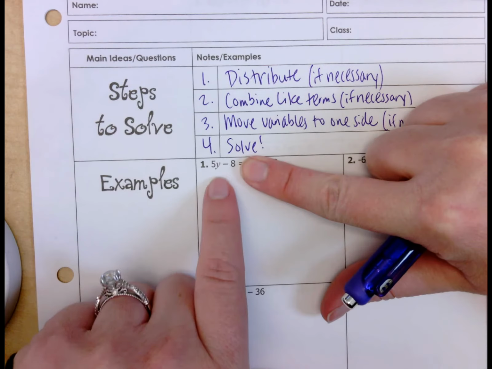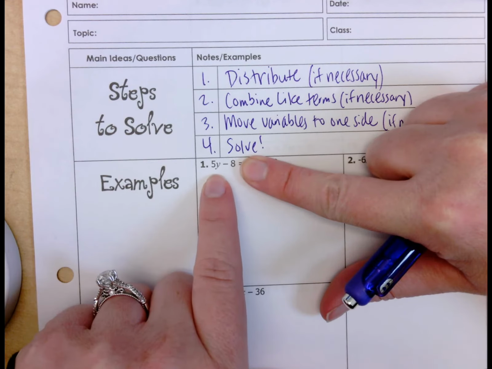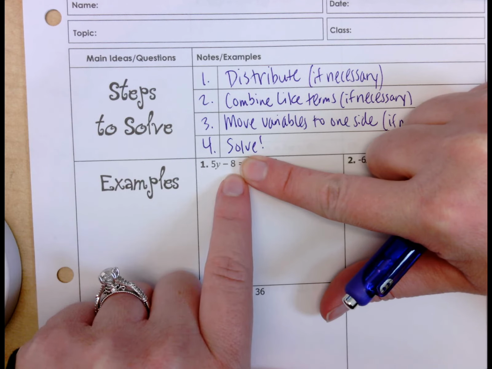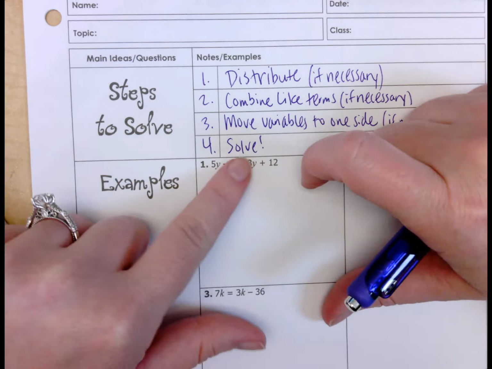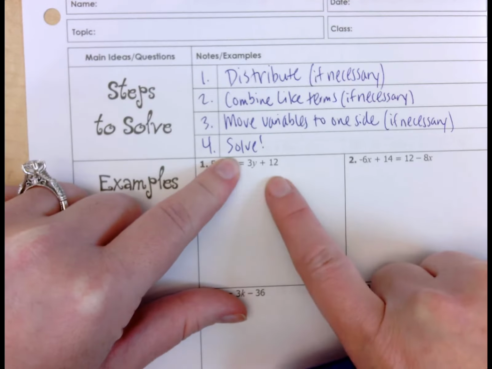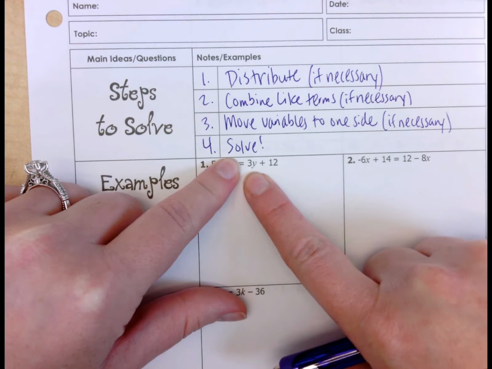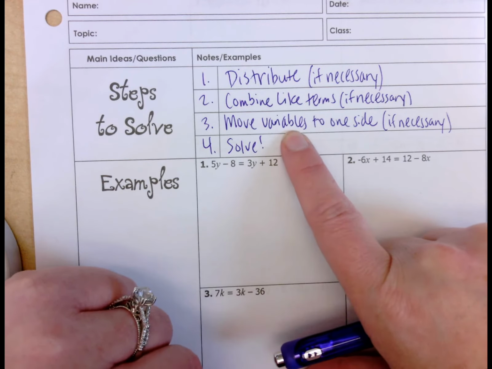So on this side of the equation, we have a y and we have a constant. So there's nothing here that I can combine. On this side of the equation, we also have a constant and a variable term. So I can't combine those either. So no like terms to combine, we move to the third step.